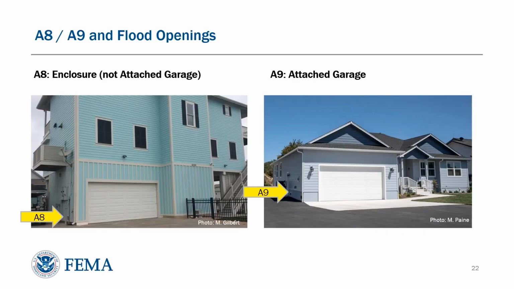Here you can see the building on the left is elevated and they're parking on the first floor. That garage is an enclosure used for parking, not an attached garage. And the measurements for that area should be recorded in section A8. The one on the right is an attached garage, and you would record its dimensions and the flood openings in section A9.